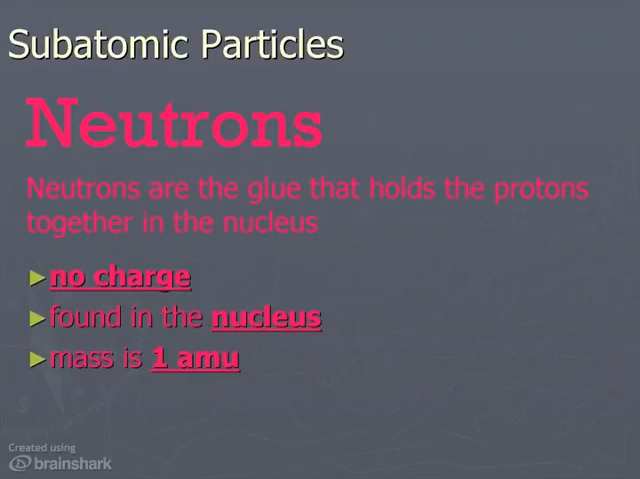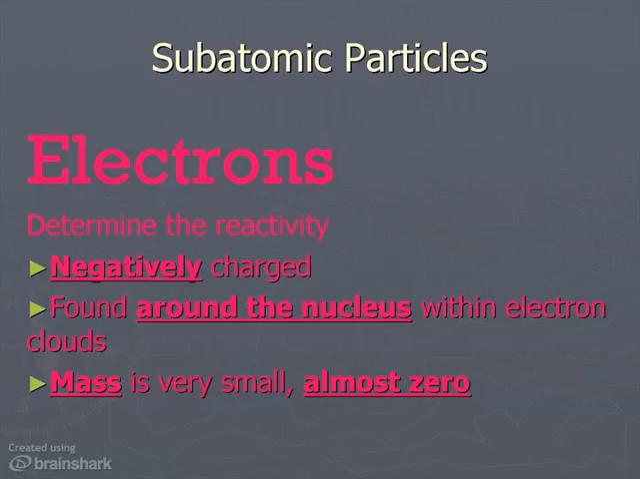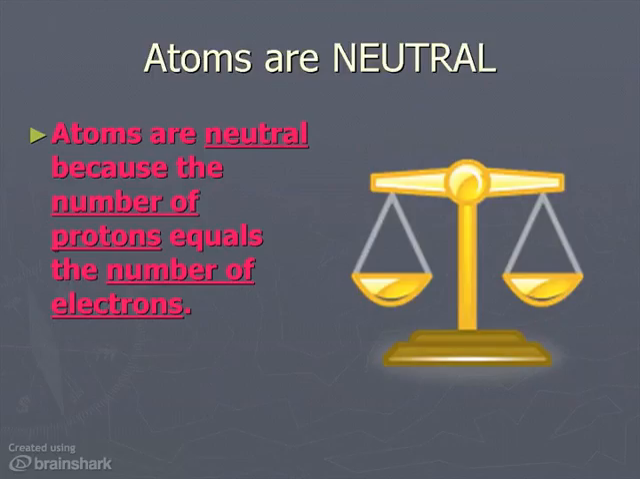Alright, now neutrons. Those are kind of like the glue that holds the protons together in the nucleus. They don't have a charge, and their mass is also 1 AMU. And electrons, they determine the reactivity. What that means is the number of electrons has an influence on how atoms combine together. They're negatively charged, and they're found around the nucleus within electron clouds. Their mass is very, very small. It's almost zero. Atoms are neutral because the number of protons equals the number of electrons.